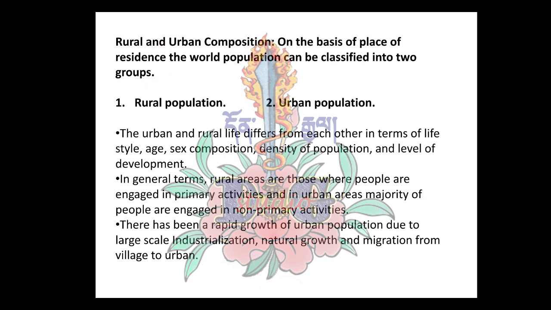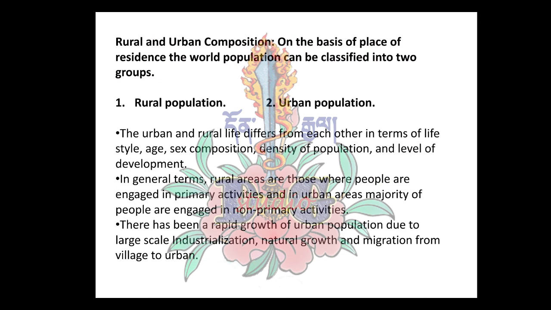In terms of age, rural areas have more aged people as compared to urban. In sex composition, if you talk about India, we have more females in rural areas than urban. Urban areas have more males because of male-dominant migration from rural to urban. The density of population is much higher in urban areas, and the level of development is also much higher in urban as compared to rural. So this is the third composition that we discussed, rural and urban population composition.